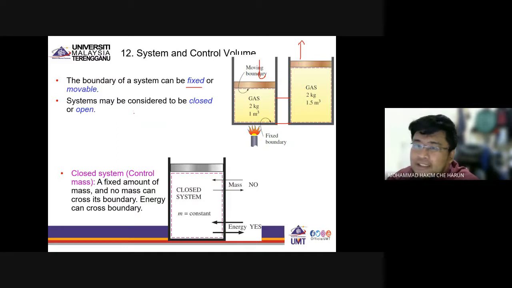Okay. So this is the system lah. It can be closed or open. Kalau close, kalau dia bersambung in continuous, dia can move. Okay. Tengok, closed system ataupun control system is actually a fixed amount of mass. And no mass can cross its boundary lah. But energy can cross the boundary. Energy, yes. For example, when we hit this, so the gas expands. Energy goes in, energy can go out.